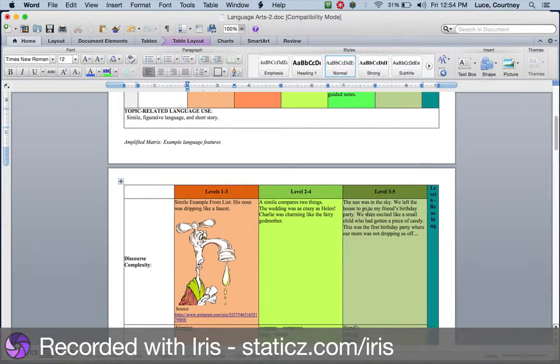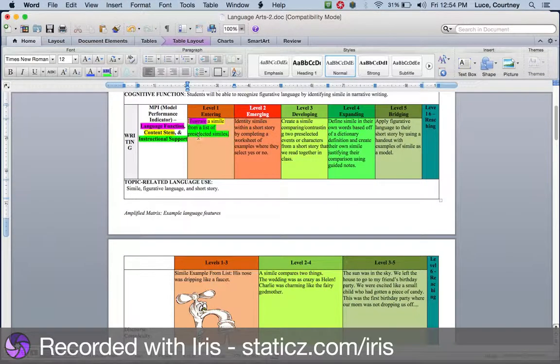So these aren't your ideas. This is what you think a student can produce. So here's an example of what a student might write given practice in this. And what I would suggest is working backwards. So what would your on grade level proficient student be able to produce? And then move backwards to, with scaffolds, what would a student be able to produce? So as you can see, "his nose was dripping like a faucet" is directly connected to illustrate a simile from a pre-selected list, or a list of pre-selected similes.